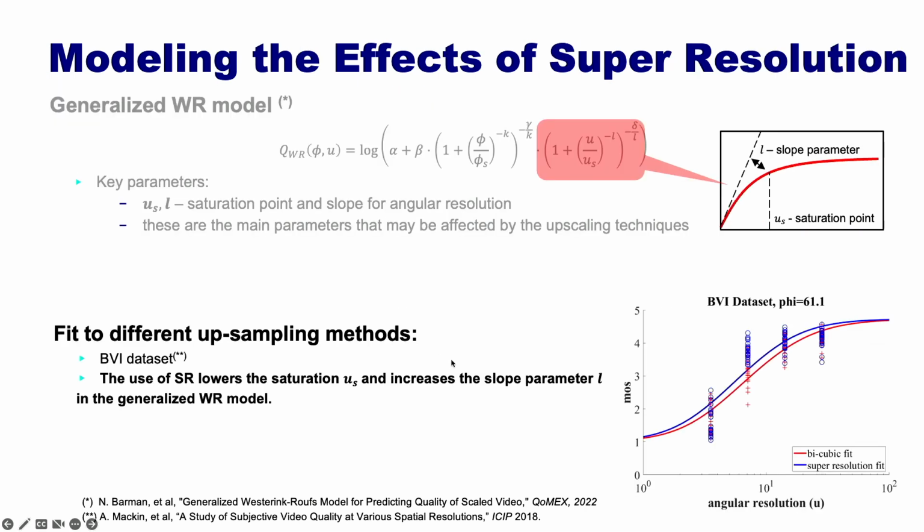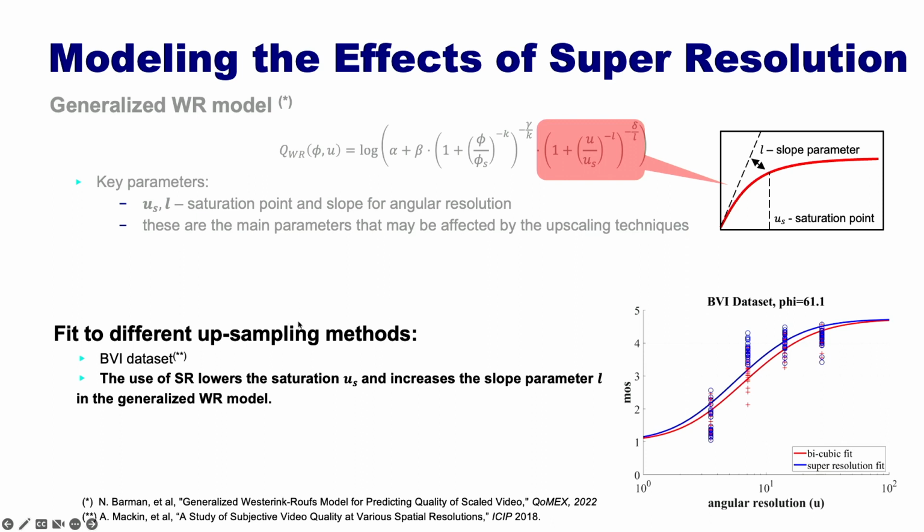And what we did is we fit this new model, the generalized Westheimer-Roof model, to the Bristol Vision Institute dataset. This is one of the few datasets which have quality scores, MOS scores, for different upscaling algorithms, including one super resolution. So what you can see here is that the blue line is the fit to the super resolution, and then the bicubic fit, right? So the traditional, classical signal processing technique.